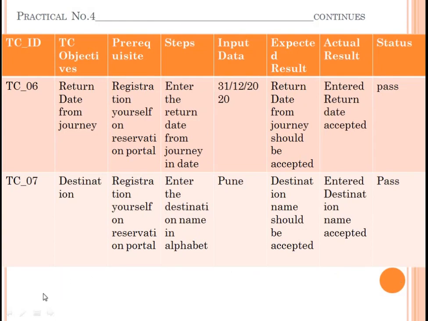Next is the cancel button, so the TC objective is the cancel button. The prerequisite is to register yourself on the reservation portal. The step is to click on the cancel button. The input data is a click event occurring. The expected result is that the page should remain on the same reservation portal page. If it remains on the same page, then the status is pass, otherwise the status is fail.